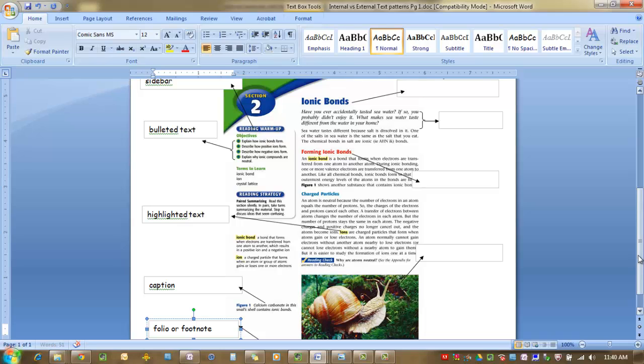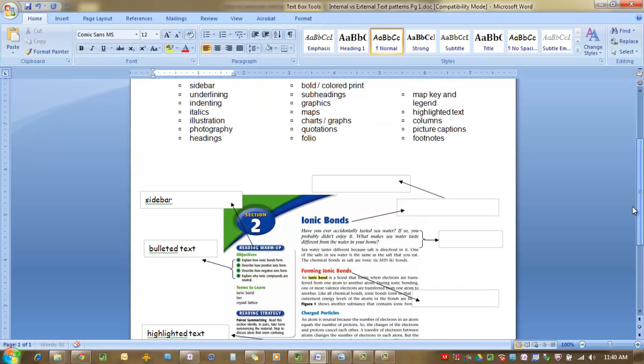Okay? Let's go up to the top of the next column here. And right here, ionic bonds. We know this is a title, or we often call it a heading. Okay? It tells you what the whole passage is about. I'm also going to give this a secondary name. I'm going to say this is also colored text.